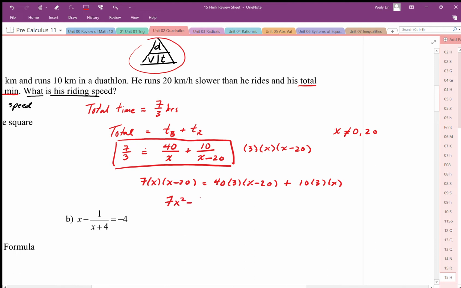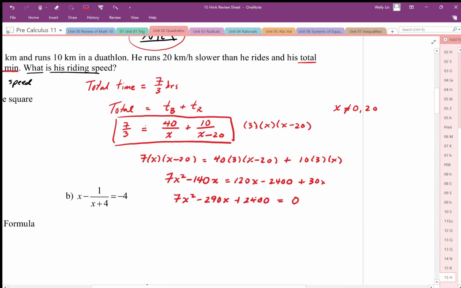7x squared minus, be careful, you have to multiply by 7 and x, so I get 140x equals, I get 40 times 3 is 120, so I get 120x. 120 times 20 is 2,400 plus 30x. Okay, so there's my quadratic equation. I'm going to make that all equal to 0. So I'm going to subtract 150x, so that's going to be minus 290x plus 2,400 when I add 2,400 to both sides, and that's equal to 0.